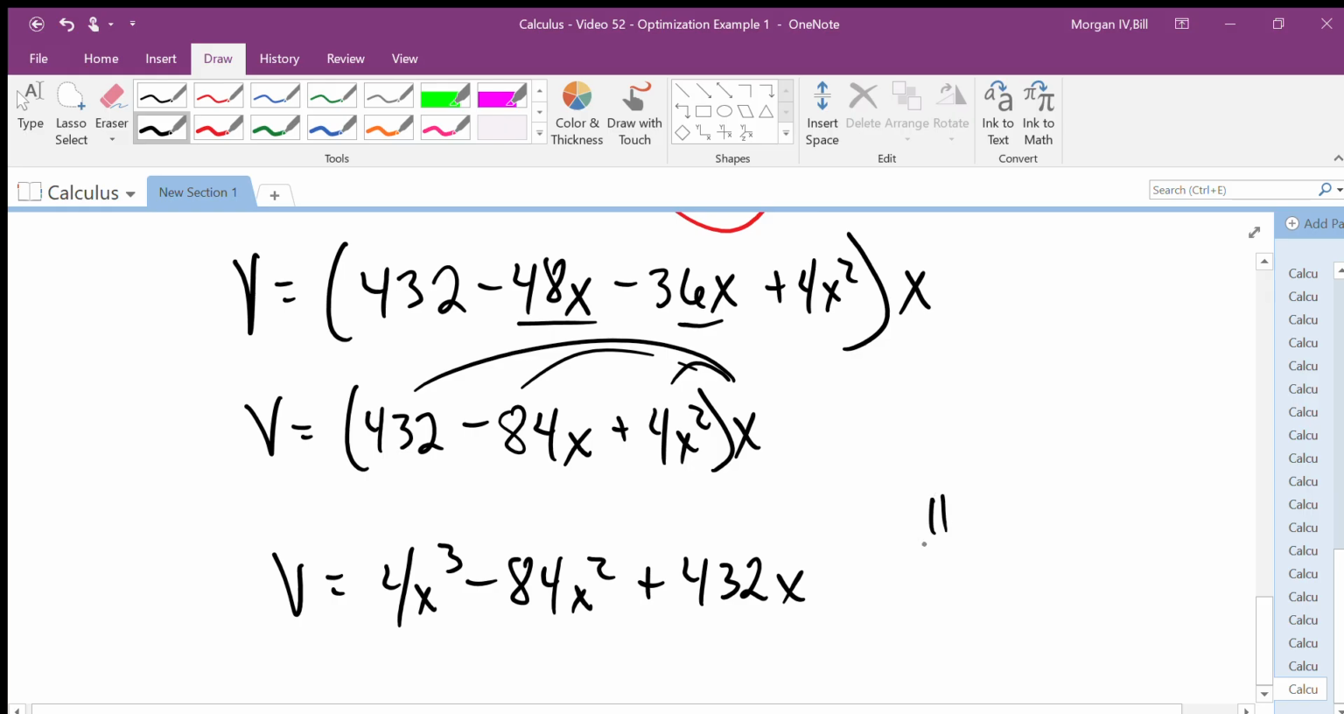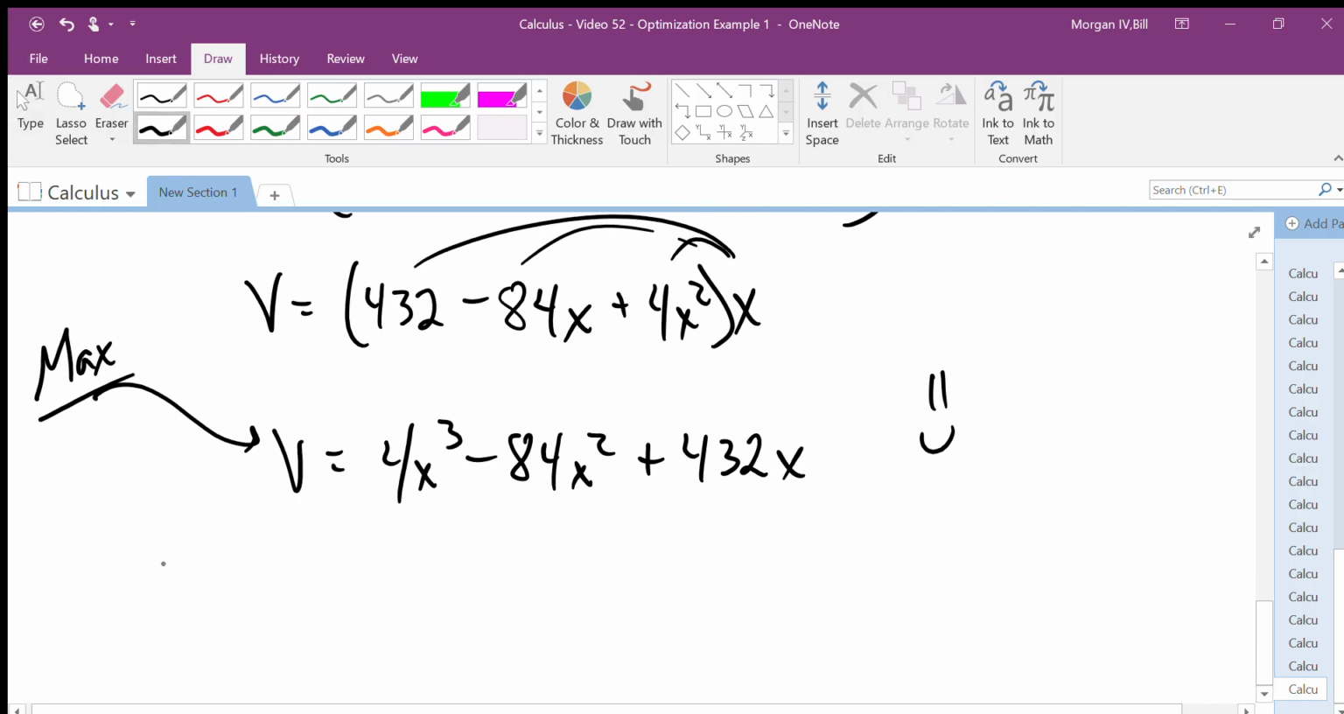And we are happy. We are happy because we now have a volume equation, the thing we're trying to maximize. We want to maximize volume. Right, that's what we're trying to do. And our volume equation is now in terms of one variable. We've already checked out the endpoints. We know that if x is 0, you get no volume. If x is 9, you get no volume. So it must be between 0 and 9.